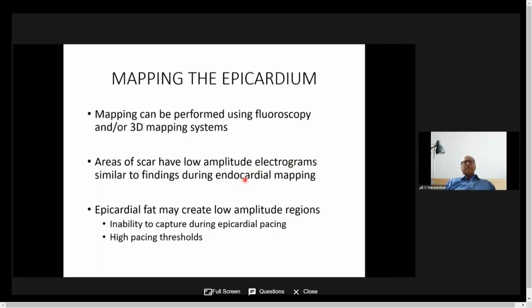Mapping can be performed using both fluoroscopy and 3D mapping systems, and the areas of scar have low amplitude electrograms. One caveat is, as you go towards the base of the heart, near the mitral annulus or tricuspid annulus, you will have a lot of epicardial fat. So the amplitude may be low because of the epicardial fat. That doesn't mean there is a scar. But what is more important is to look for fractionation or late potentials. So you are likely to see low amplitude because of fat, but you will never ever have fractionation of the electrograms.